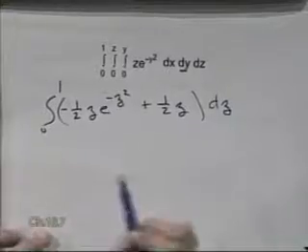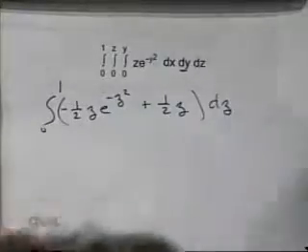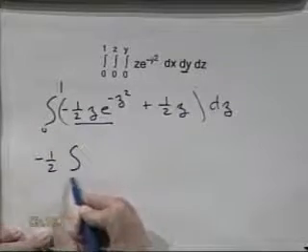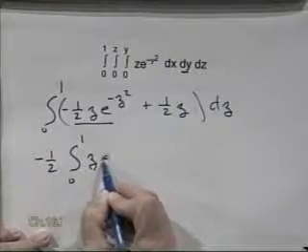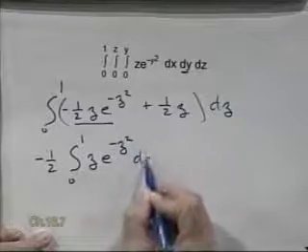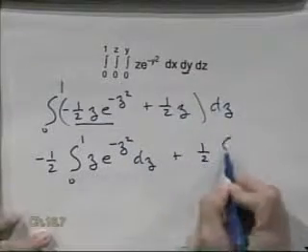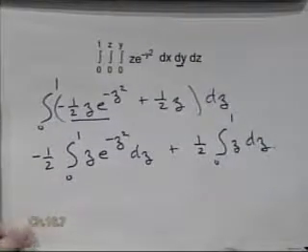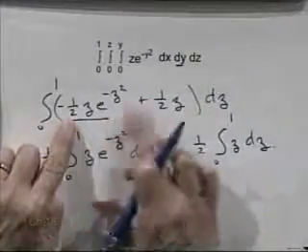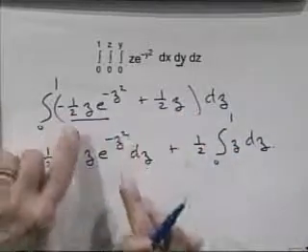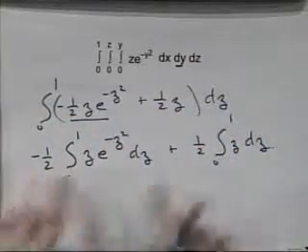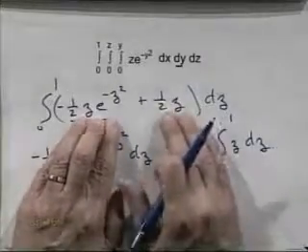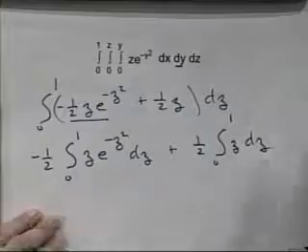All right, now I'm going to break this up. Let's do this integration first. Minus 1/2 integral from 0 to 1 of z e to the minus z squared dz plus 1/2 integral from 0 to 1 of z dz. Because I took this integral plus this integral. When I took this integral, I just factored out the minus 1/2. When I had this integral, I just put the 1/2, because we're using the integral of f plus g is the same as the integral of f plus the integral of g.